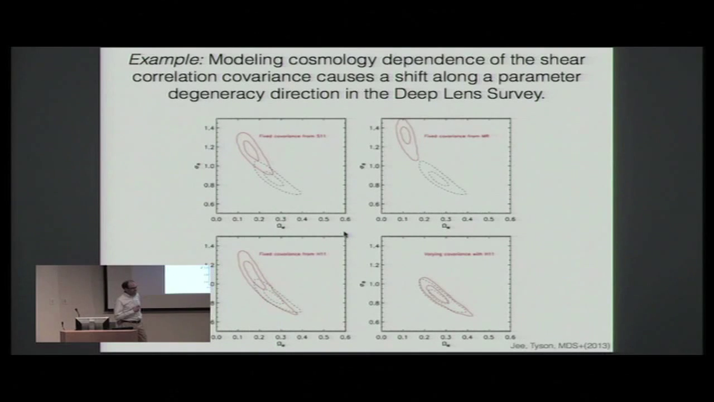Another question that's fun to think about is, what might set a floor on sigma 8? Because you can see something's forcing the contours to not flatten out. Right, sigma 8 is like the amplitude of fluctuations.